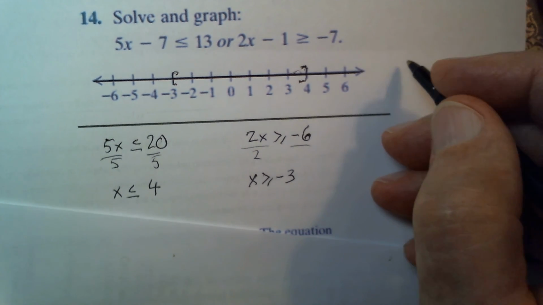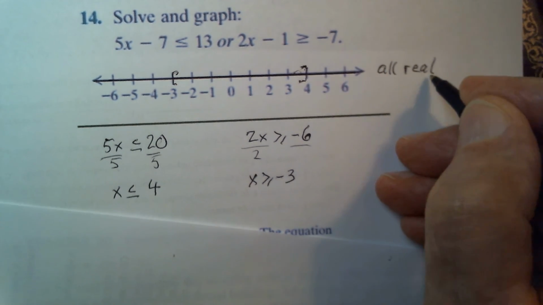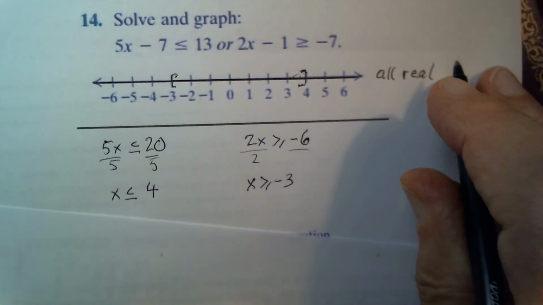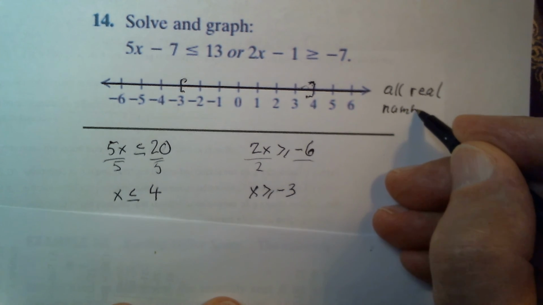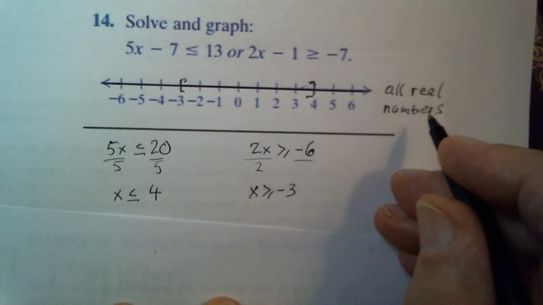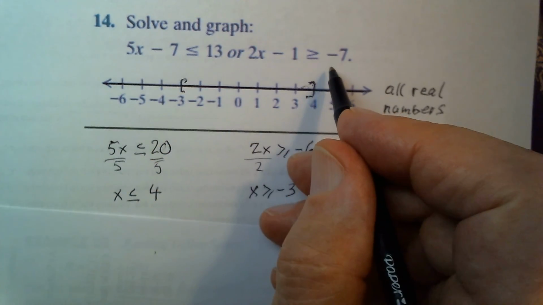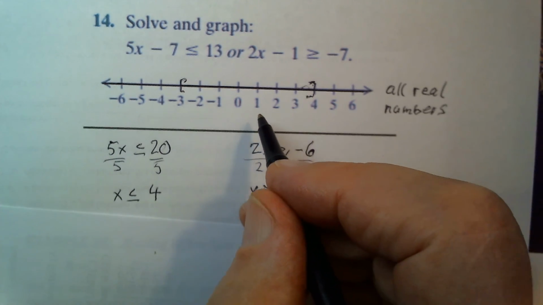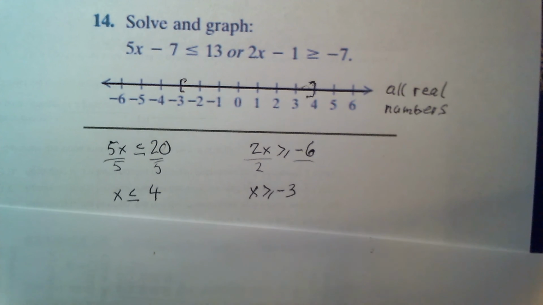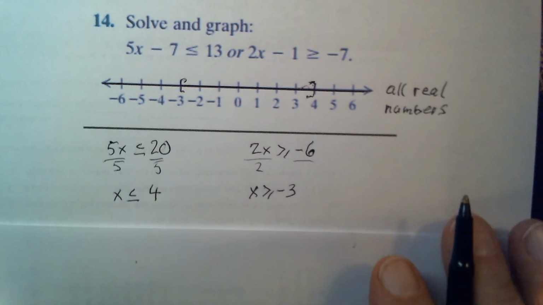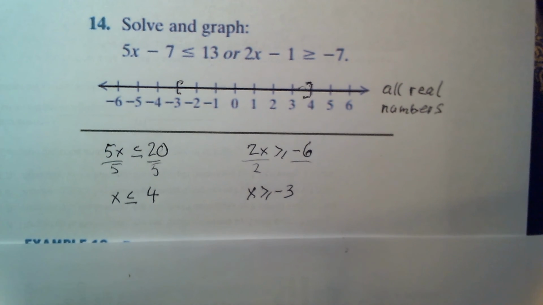So to make that clear, we can write all real numbers. And what it really says is that pick any number and it'll satisfy this inequality or that inequality or both. For example, 0 would satisfy both inequalities. Okay? So maybe that's a surprising result, but that's what sometimes happens.